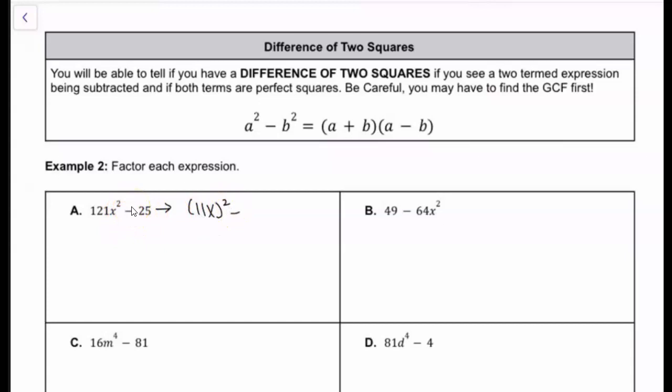Minus 25, most people know this one is a perfect square, and it's 5 squared. So what this is going to mean is that my a value is going to be 11x, and my b value is going to be 5. So this is what I'm going to plug into my equation. So my equation is a plus b and a minus b.